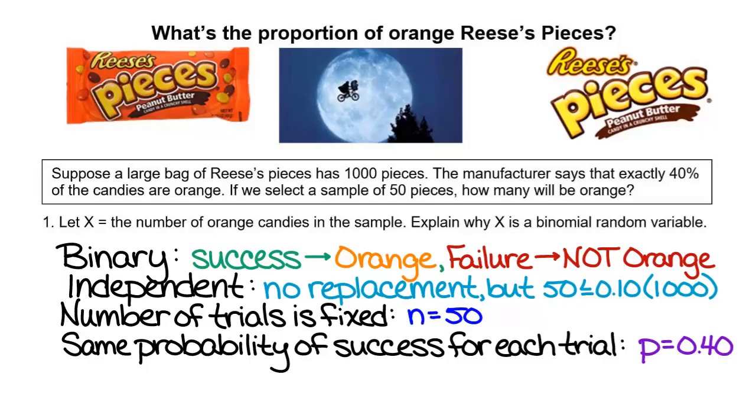We are going to simulate choosing 50 candies out of 1,000 candies. This is what we're going to need your technology for. I don't have enough money to buy a ton of Reese's Pieces for everybody, so that's why we're going to use the online simulator.